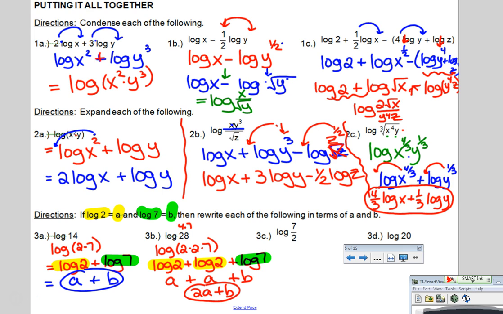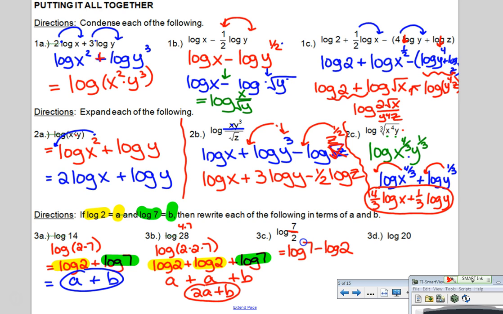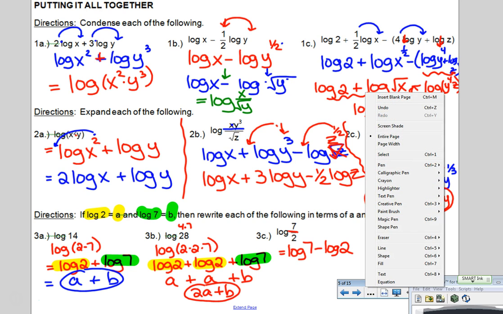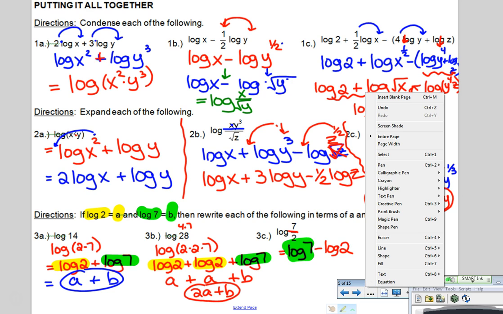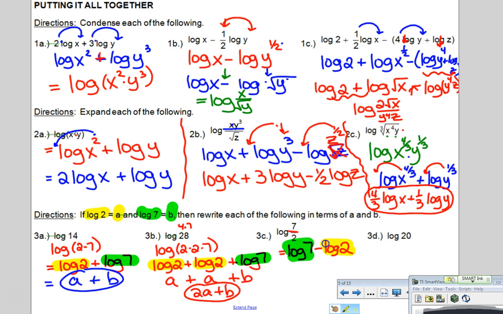Okay, the third one. Well, we actually see a 7 and a 2, but I want to stress we cannot replace it yet with an a and a b because we have to actually get log of 7 separated out. So we have a division, which means I can separate them out by taking the log of both, subtracting them. So log of 7 minus log of 2. I now see my logs separate. So here's my log 7. I can replace that with a b. And then I have my log of 2, which I can replace with an a. So that will be b minus a.